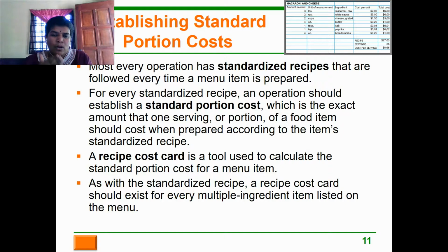A recipe cost card is a tool used to calculate the standard portion cost for a menu item. As with the standardized recipe, a recipe cost card should exist for every multiple-ingredient item listed on the menu. See, it is a very tedious process for us to calculate the profit. Then only will we get the exact, accurate amount of money that we are making, and where we can cut down the cost. So you have to be very thorough in your spending on the preparation of the food product.